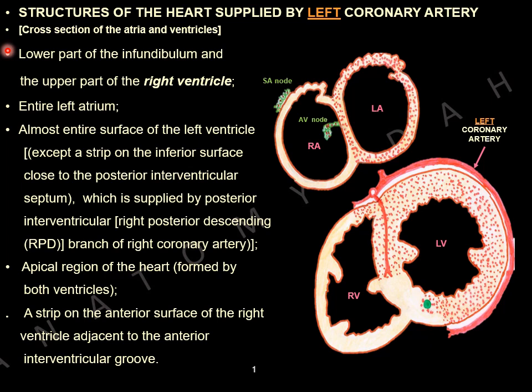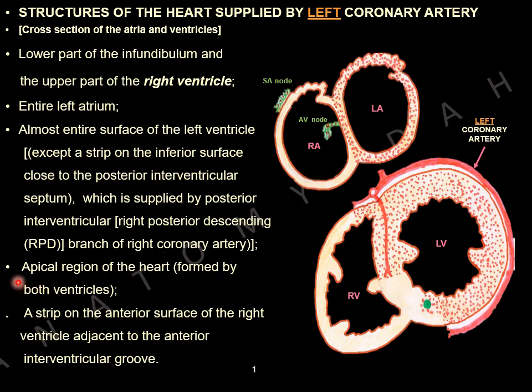So the parts of the heart supplied by the left coronary artery are the lower part of the infundibulum and the upper part of the right ventricle, entire left atrium, almost entire surface of the left ventricle, except a strip on the inferior surface, this is the one close to the posterior interventricular septum, this part, which is supplied by the posterior interventricular artery coming from the right coronary artery.